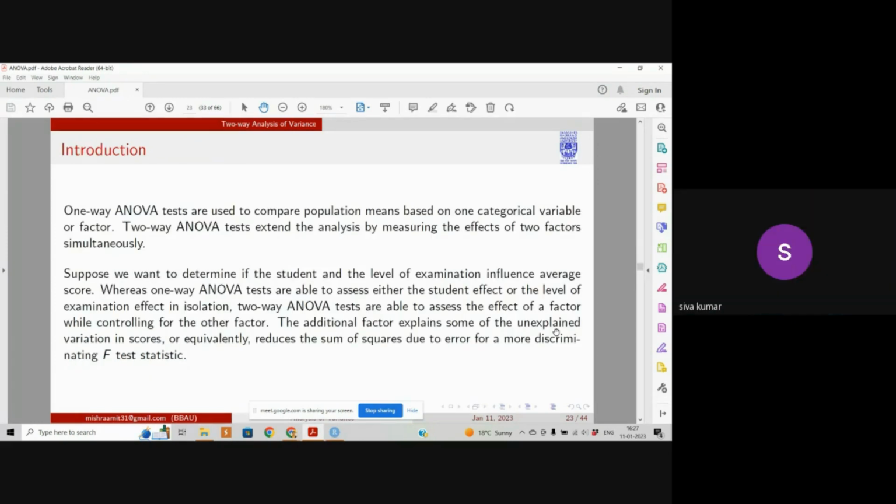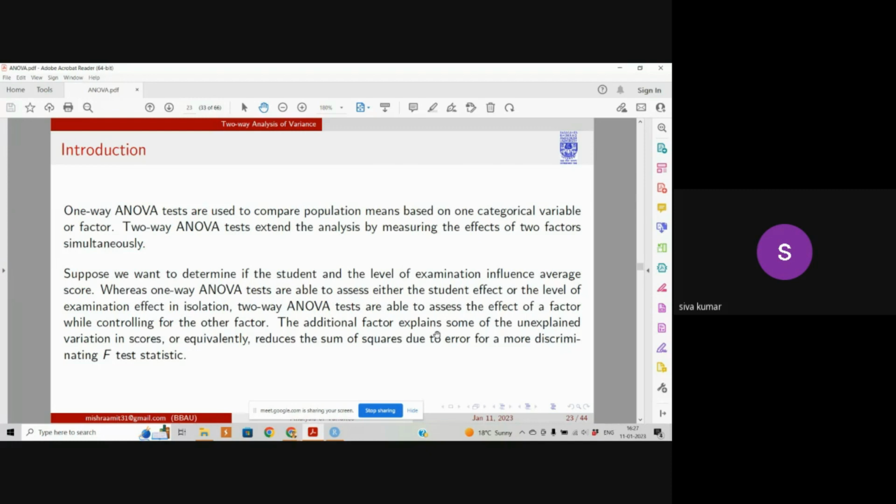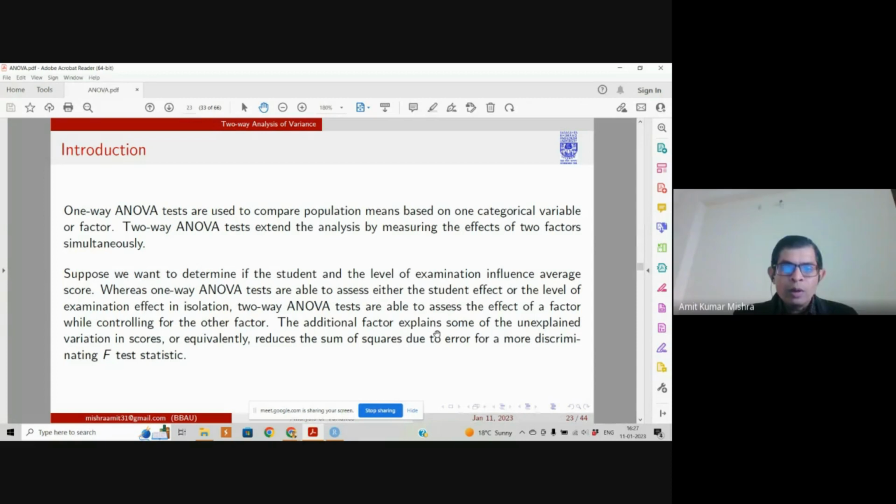Sir, if you have data in an Excel sheet, then can you import it into R and do the analysis? I know that. I will show you that in two-way analysis of variance. See, what I have done, I have shown you the simplest methods. Now I will move to the complicated methods. So in two-way analysis of variance, I will show you how to perform this with the help of an Excel sheet. Okay, sir. Thank you, sir.